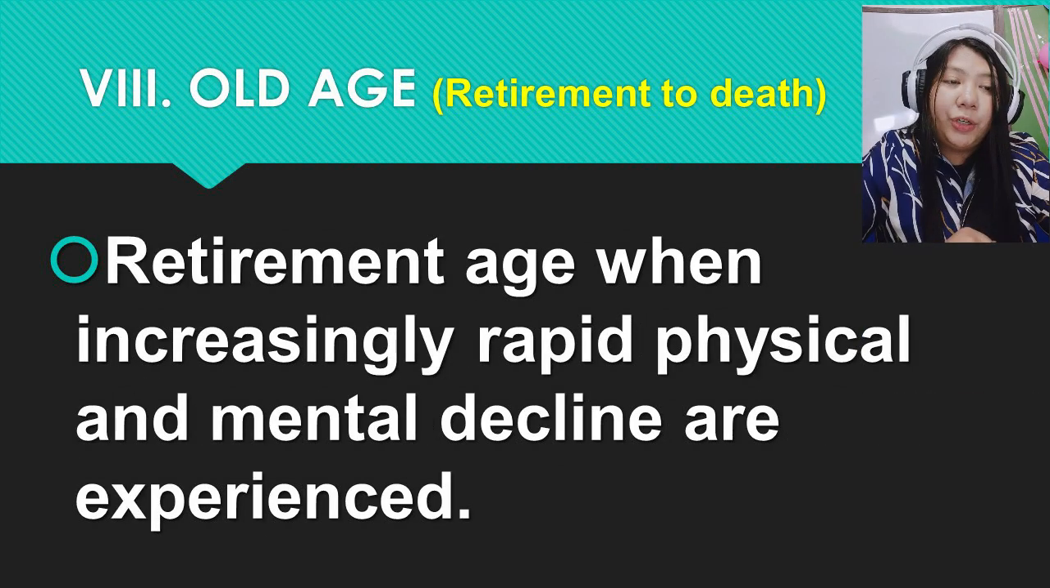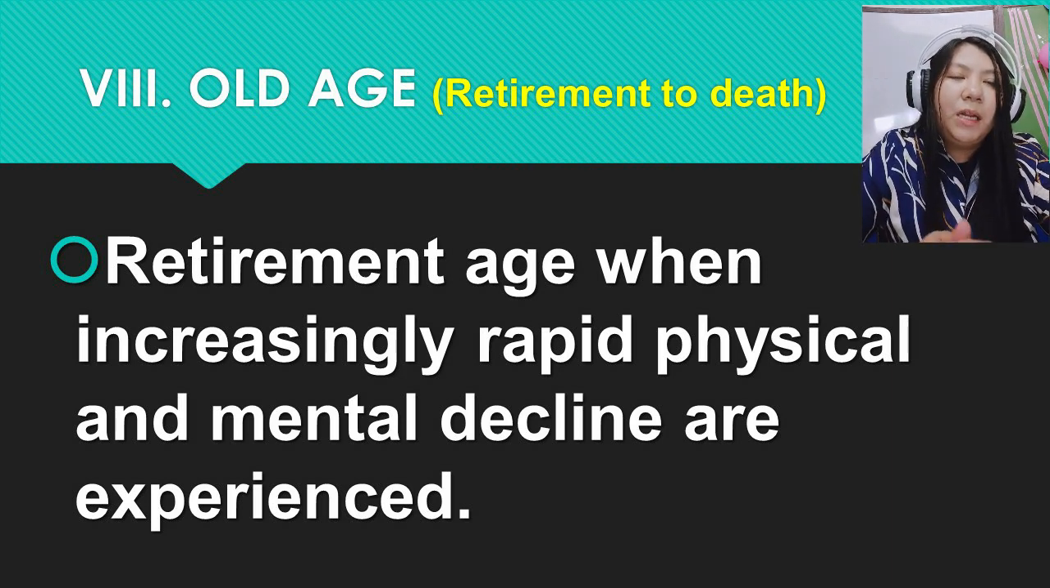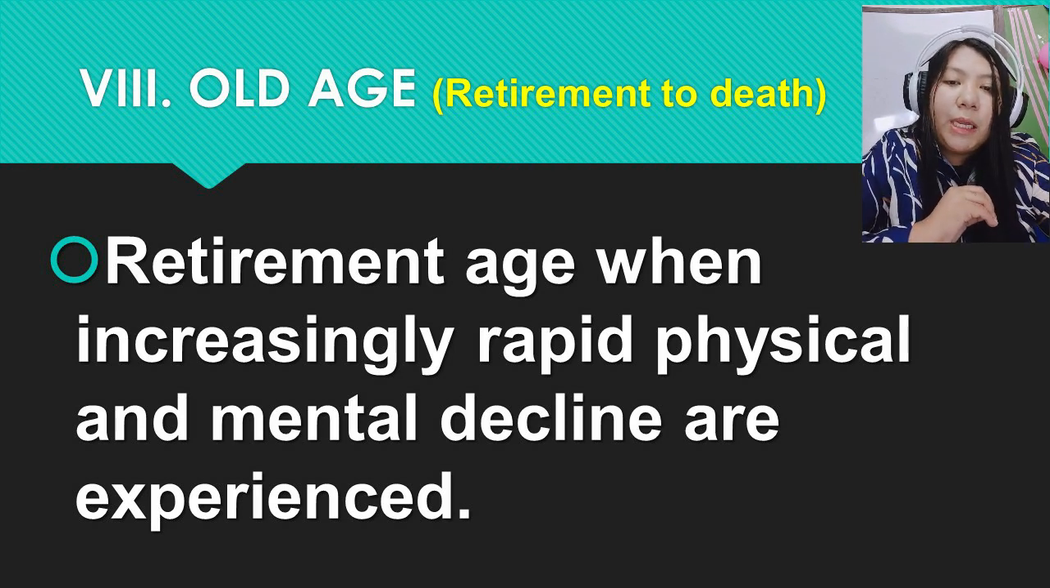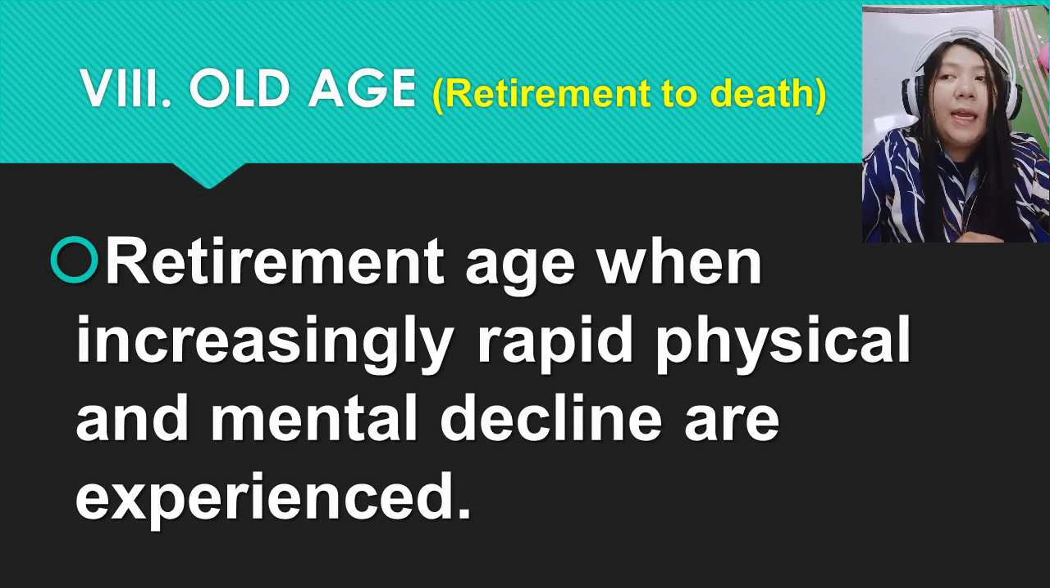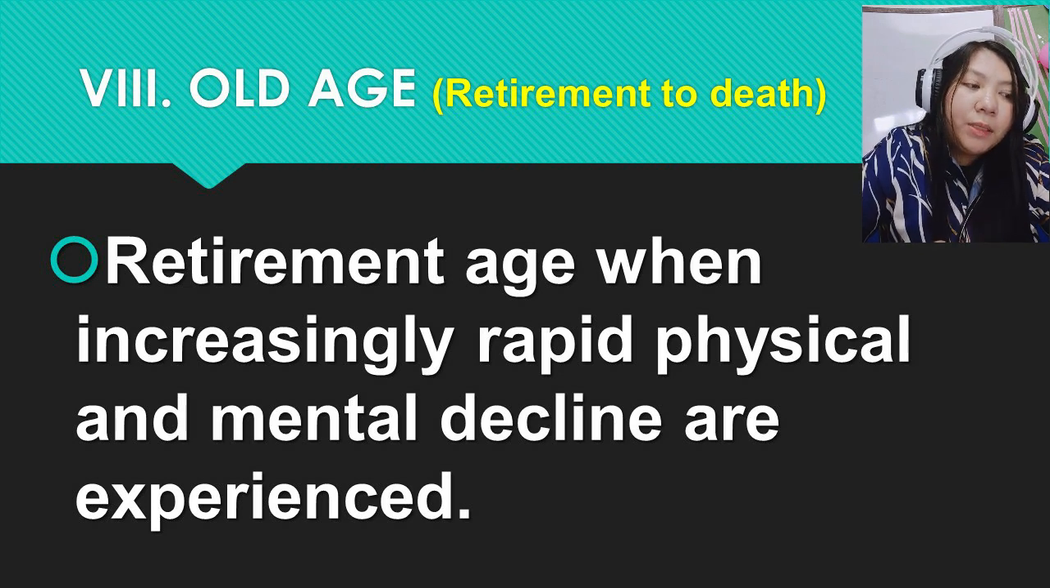And then last, we have the old age or the retirement of today. So retirement age, when increasingly rapid physical and mental decline are experienced. So yun lang naman ibig sabihin, no? So syempre, pag sinabi natin 60 years old pataas, so sila talaga yung usually na mga nagpapahinga na lang sa bahay dahil talagang physically worn out, hindi na talaga kaya ng katawan, nagpapahinga na lang. At yung iba, sad to say, ay yun nga, talagang naging malaki yung epekto ng kanilang bad habits o kaya poor lifestyle para mag-result into sickness.